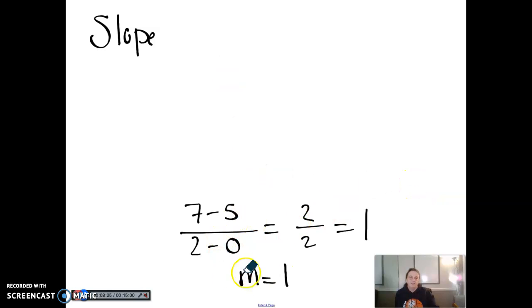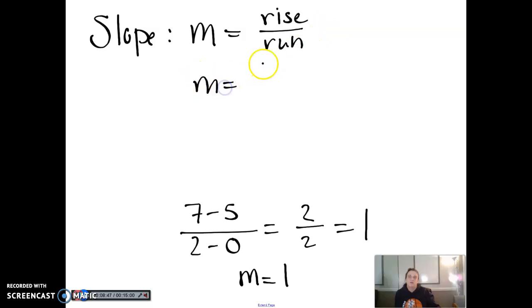Okay. Slope, we use the letter m. And to do that, it's a measure of the steepness. We talk about rise over run. So how far up does it go versus how far across? So we can do rise over run, or we can say that the slope is y2 minus y1 divided by x2 minus x1. So I still have this work down here.